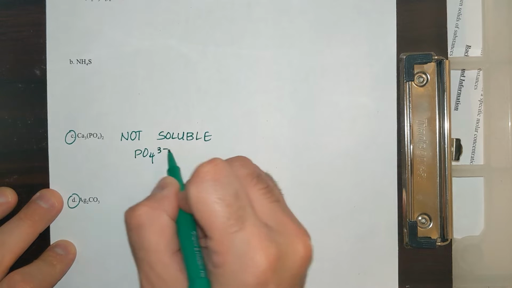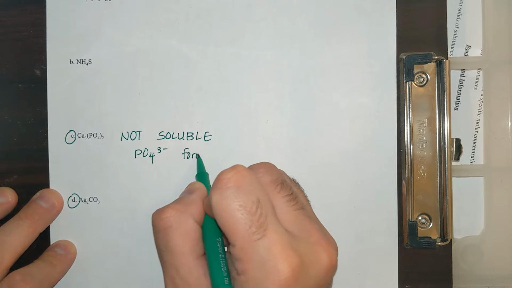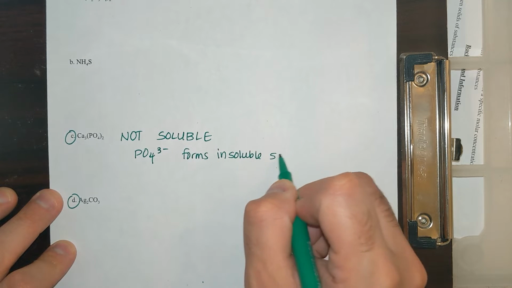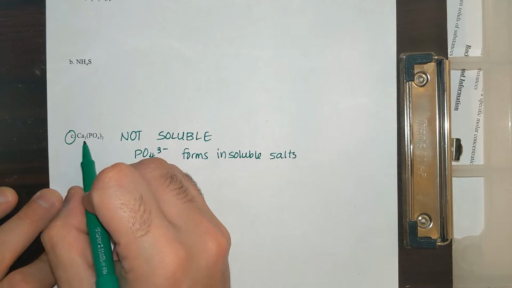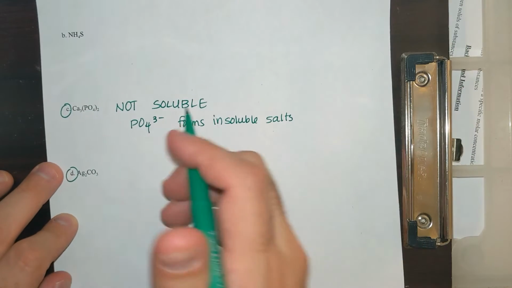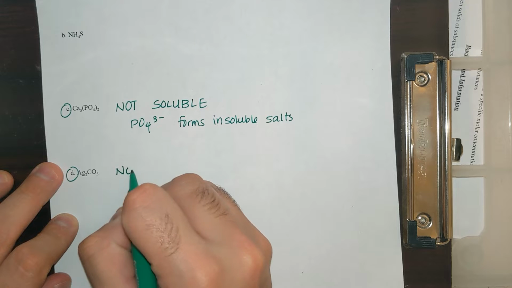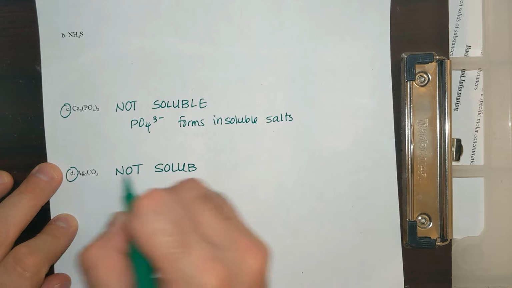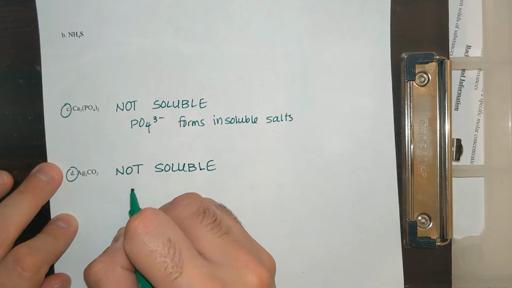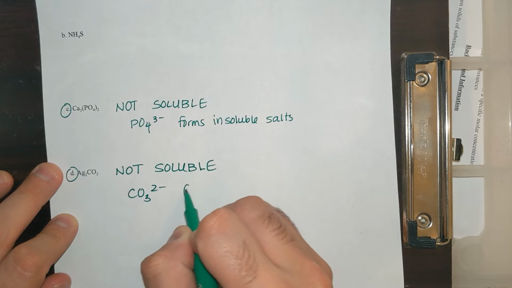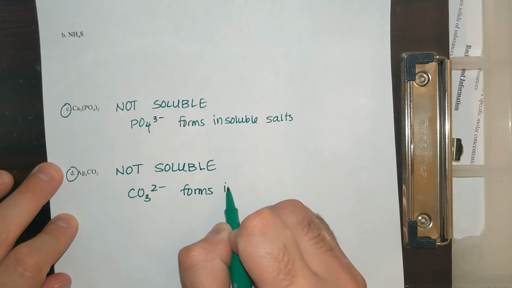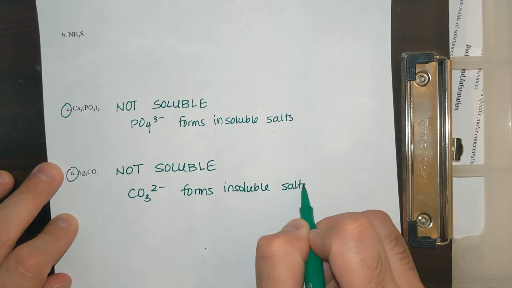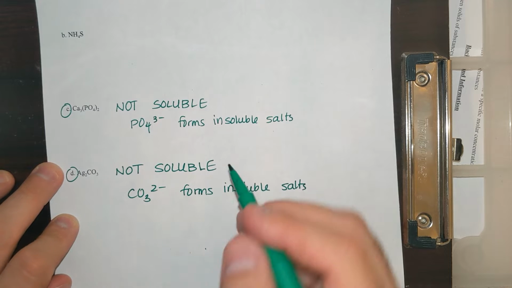PO4 3 minus forms insoluble salts, and calcium is not an exception. And Ag2CO3 is not soluble. CO3 2 minus also forms insoluble salts, and silver is not an exception to that.